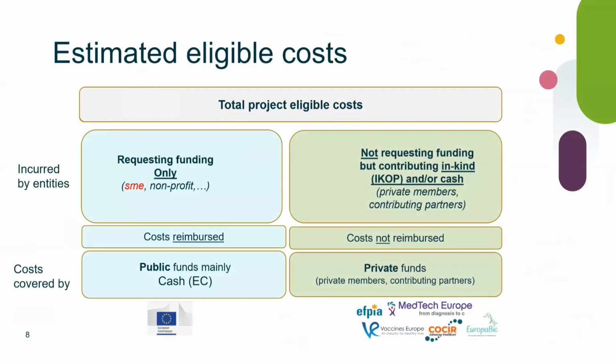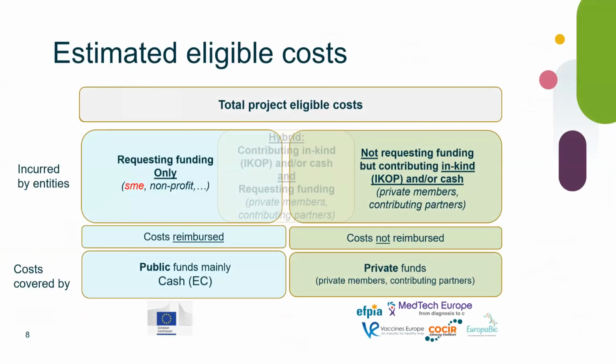Your project eligible costs, they can also be incurred by entities that are not requesting funding, but that are contributing only in kind, so we say ICOP, to the project and or cash to the project. And those entities are private members or contributing partners. And so their costs are not reimbursed and are covered by private funds, since they are incurred by private members and contributing partners. And here underneath, you have the logo of the 5 industry associations that we consider as our private members.